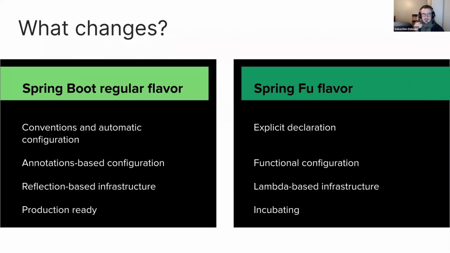But what changed is that Spring Boot is really based on conventions and automatic configuration. For example, a functionality is enabled when something is on the classpath automatically, whereas on Spring Fu, it requires explicit declaration. So a little bit more work for you to declare things explicitly, but fewer surprises. Spring Boot is more annotation based, while the Spring Fu flavor is based on functional configuration. On Spring Boot side, it's mostly using the reflection-based infrastructure, while on Spring Fu side, it's more using the lambda-based infrastructure. And Spring Boot is obviously production ready, while Spring Fu is still incubating.